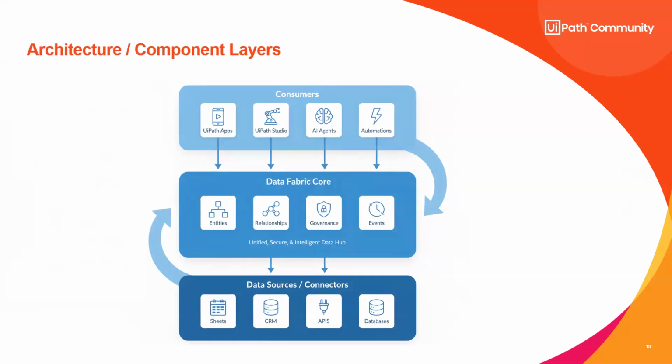So, architecture overview. Let's take a look at how this works. The architecture of UiPath Data Fabric is made up of three main layers. First is the data layer. This is where our entities live. Entities are like structured tables, for example, a ticket entity or a customer entity.